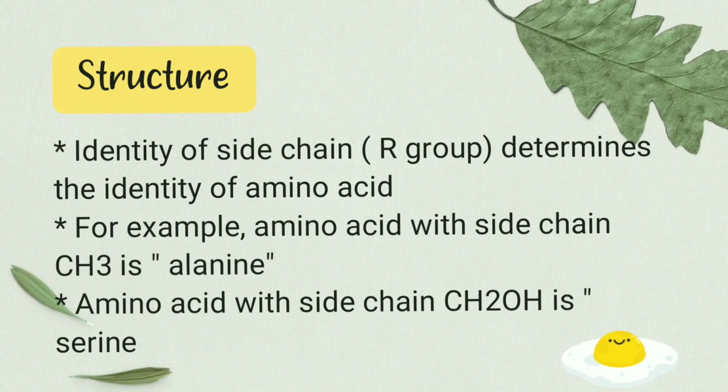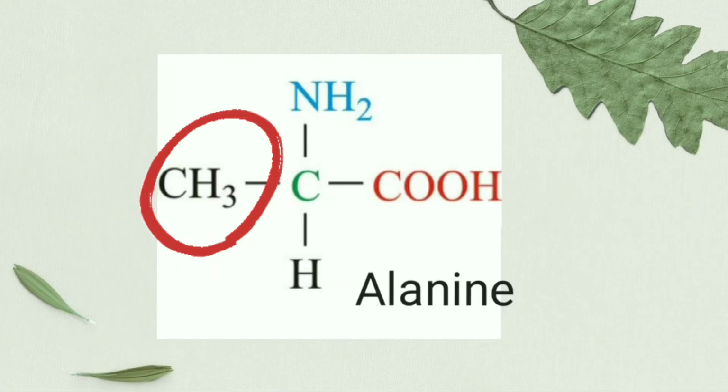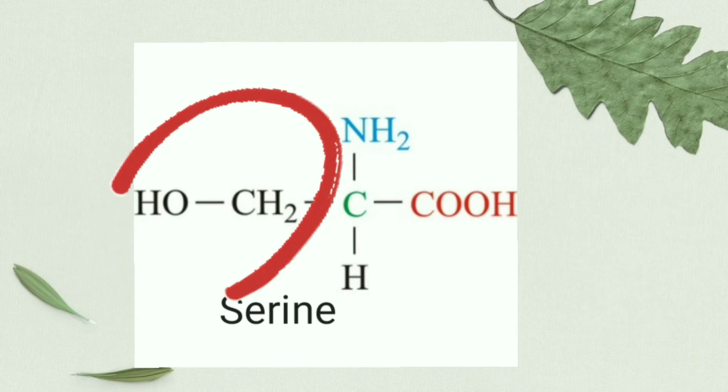The variable group, R group or side chain, present in the amino acid determines the identity of an amino acid. For example, for alanine, the R group is CH3, and for serine, the R group is CH2OH. For understanding it clearly, please observe the following figures.